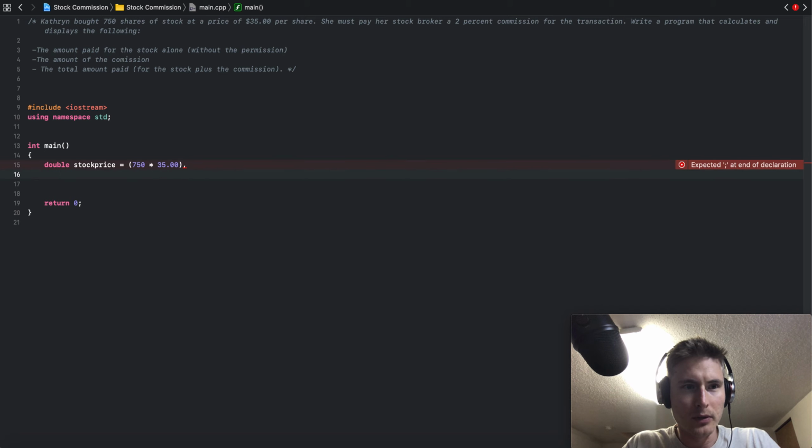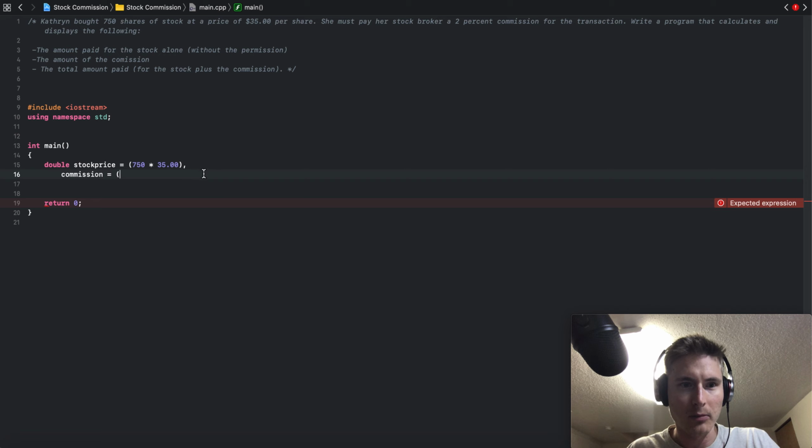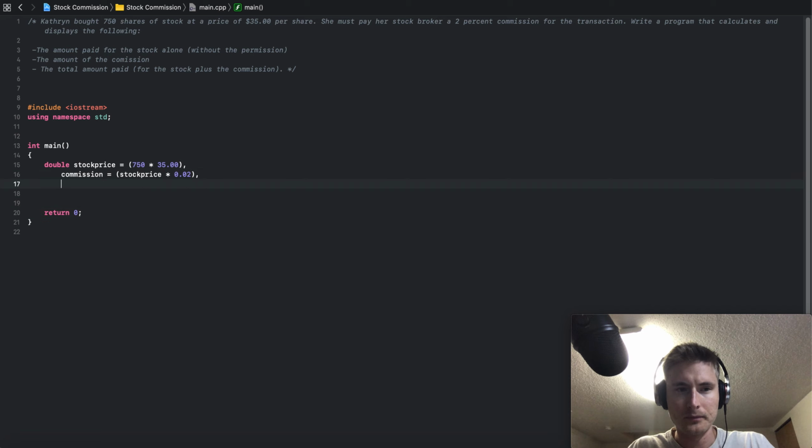Our next one will be the amount of commission, so we'll just call this one commission. We've already set the total value for the stock price, so we can write stock price in here, and we're going to times this by 0.02 to get 2% of that.